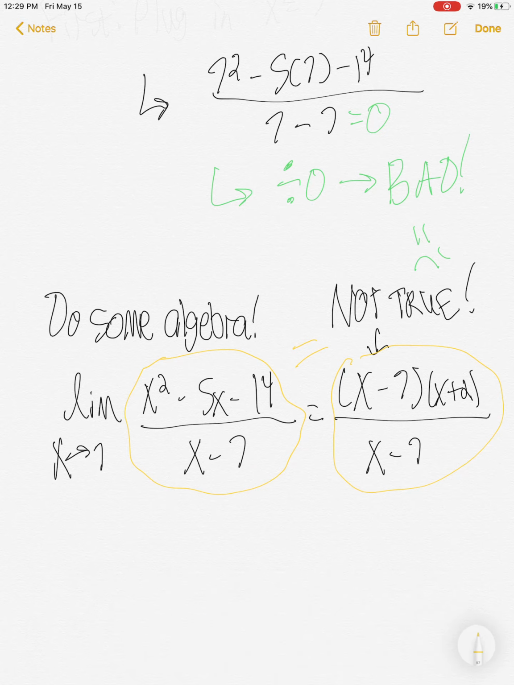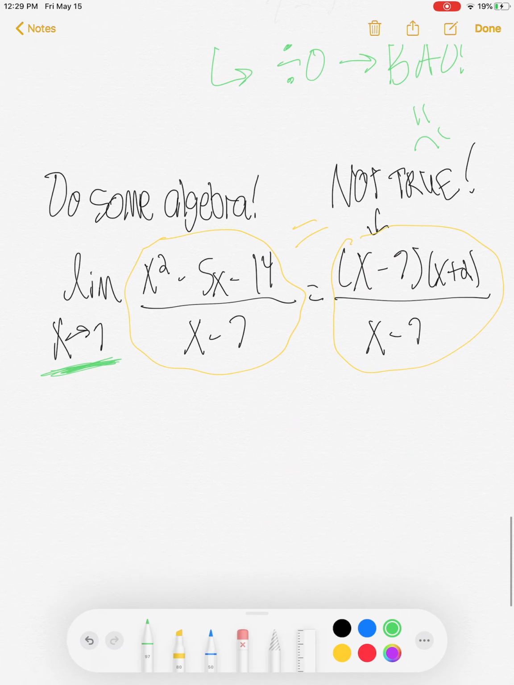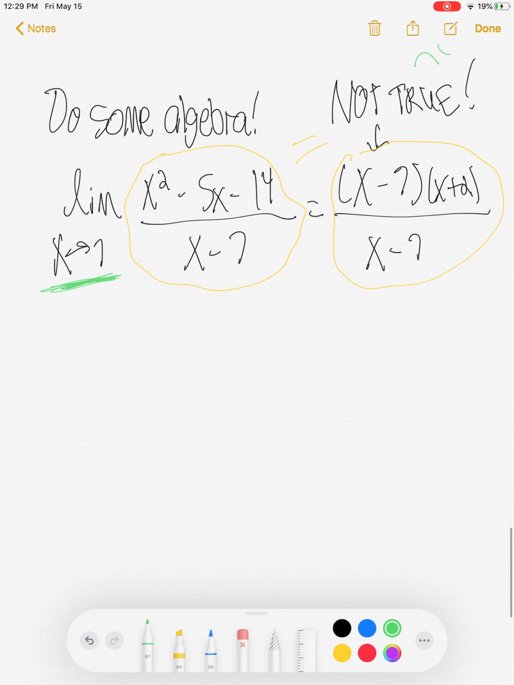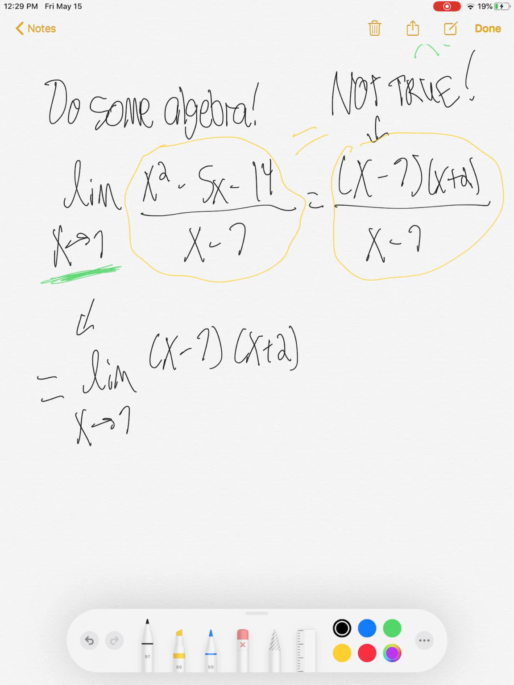However, the problem is that just this fraction over here on the right is not equal to this limit. Okay, the limit here is important. So that limit needs to go with us whenever we progress forward. So let me now below this write what I really mean to say, which is that this limit here is equal to the limit as x approaches 7 of x minus 7, x plus 2 over x minus 7.